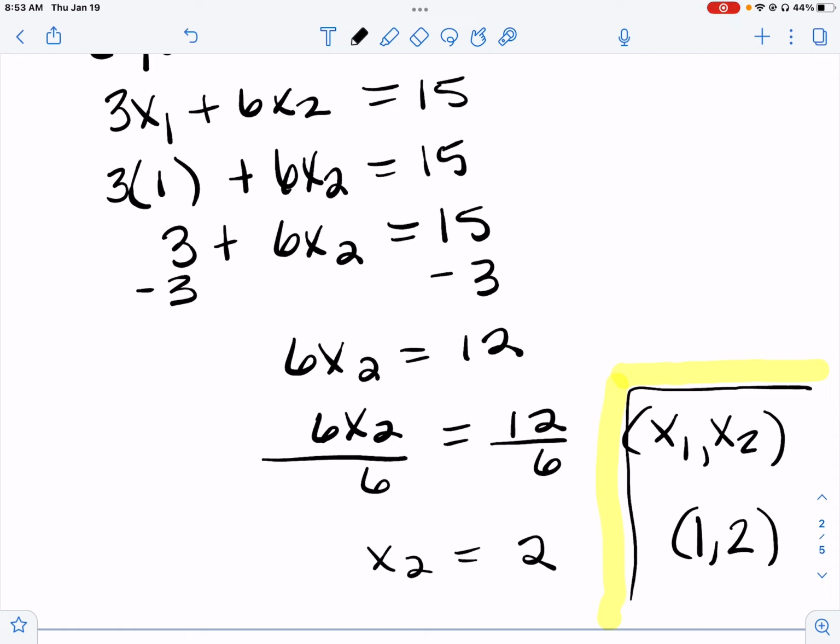Now we rewrite it as a point, x1, x2. x1 was 1, x2 is 2.